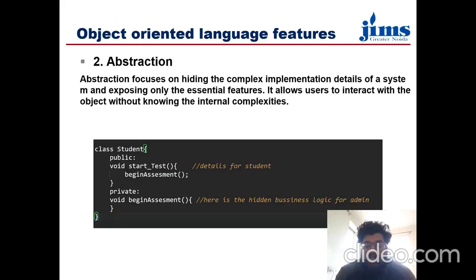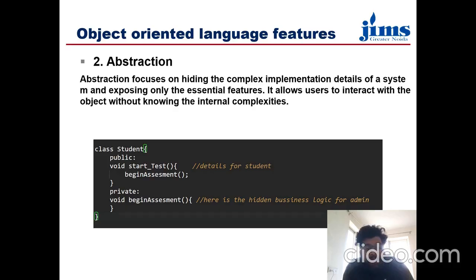Now moving to the topic of abstraction. It focuses on what an object does, not how it does it. It simplifies the system design by hiding the complexity and allowing developers to work at a high level without worrying about what the internal implementation looks like. For example, here we can see there is a Student class. There is one method called startTest, and that method is a public method. And there is another method which is a private method.